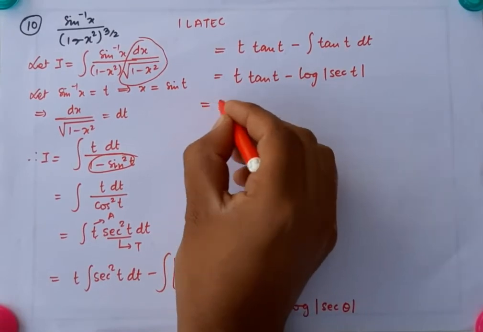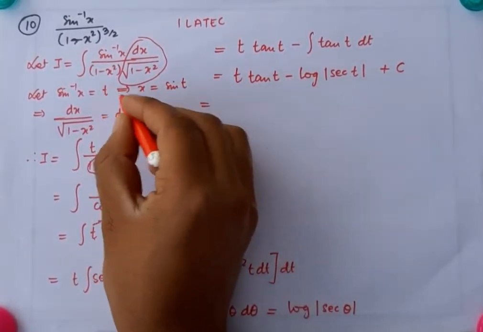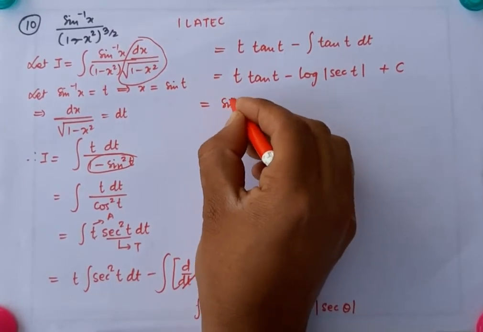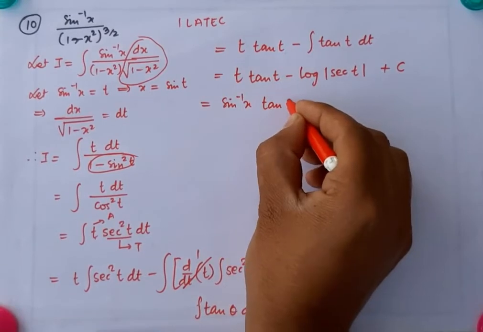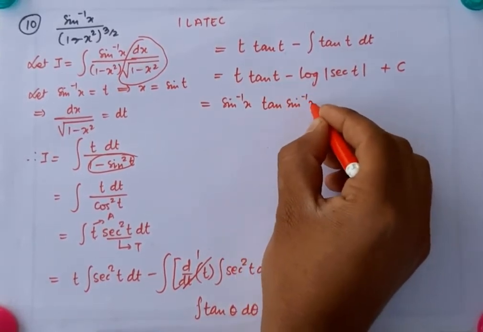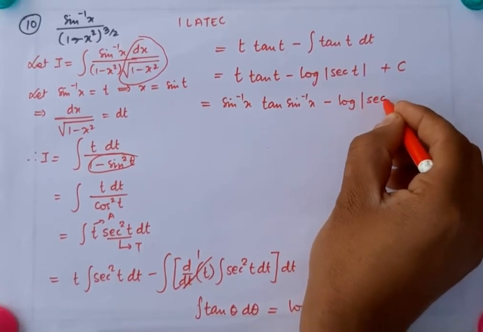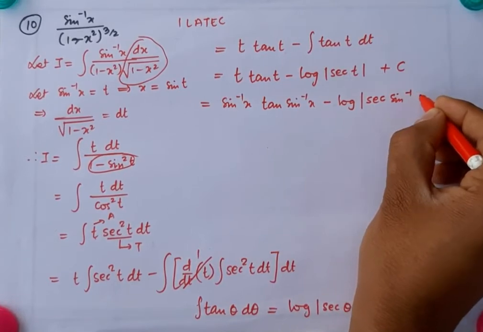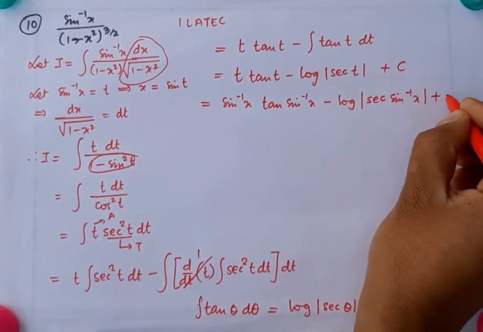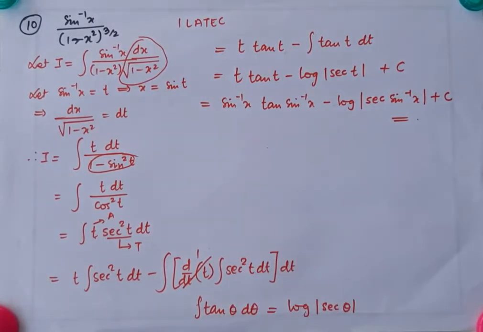Now let's put the value of t. Now we'll put constant of integration also. T is sine inverse x, so t tan t, t is sine inverse x, minus log sec t, that is sine inverse x, plus c. You can leave your answer to be this much. So you may pause the video and note it down.